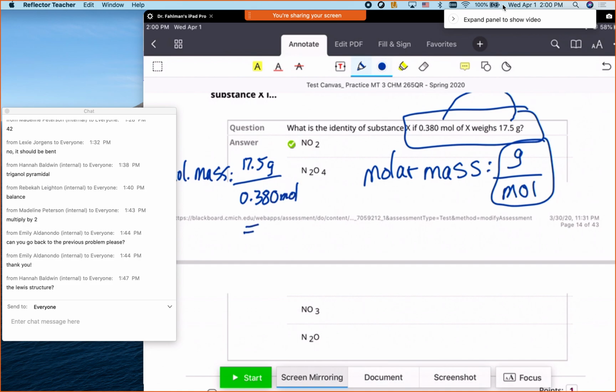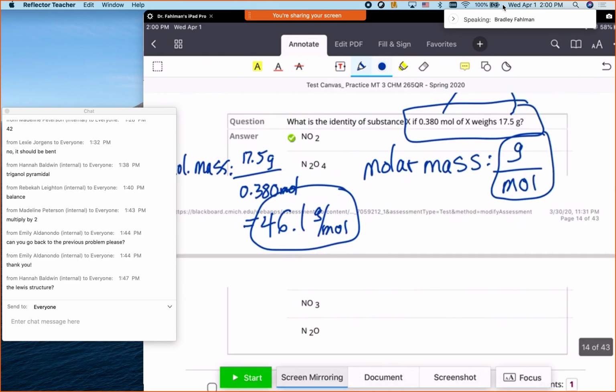So that is 17.5 divided by 0.38, which is 46.1 grams per mole. Then just look at the possibilities here, look at these different options and see which ones add up to 46. And you have that one. This is 16 times 2 plus another 14, equals 46. Any questions about something like that?